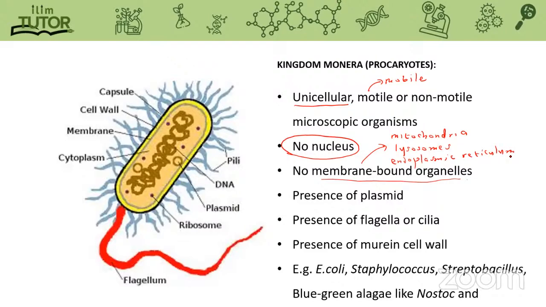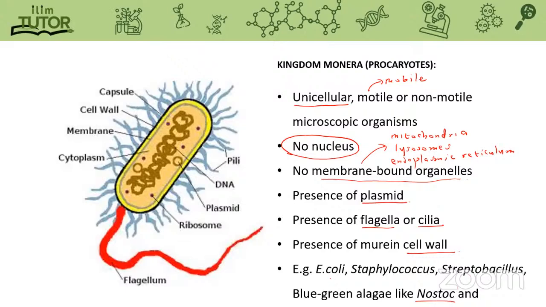Of course, the fact that they lack membrane-bound organelles does not mean that they don't have some other unique features. For instance, they have what we refer to as plasmids, and plasmids are another form of DNA that has genes that confer certain unique characteristics onto this prokaryote. Some of them have flagella, some have cilia. Generally, they all have a cell wall. And your typical examples of the kingdom Monera would be things like maybe E. coli, Staphylococcus, Streptobacillus, blue-green algae, like the Nostoc and the Oscillatoria.